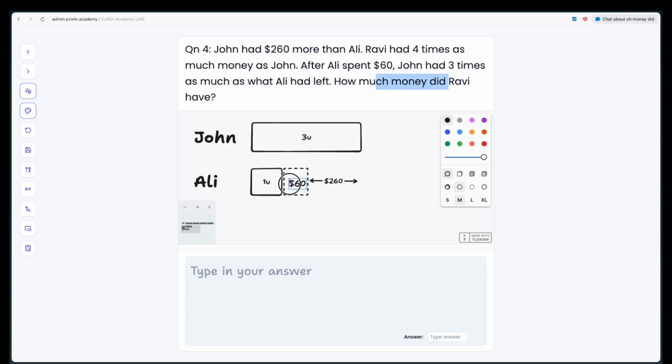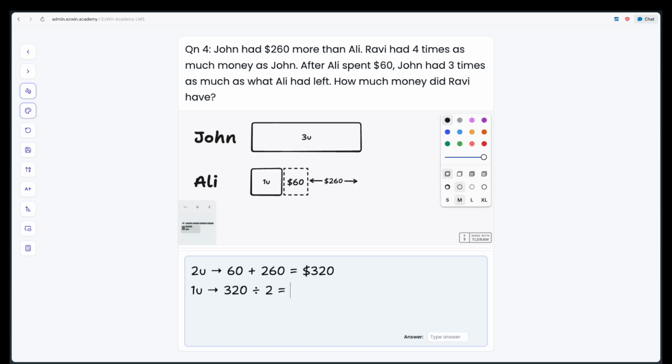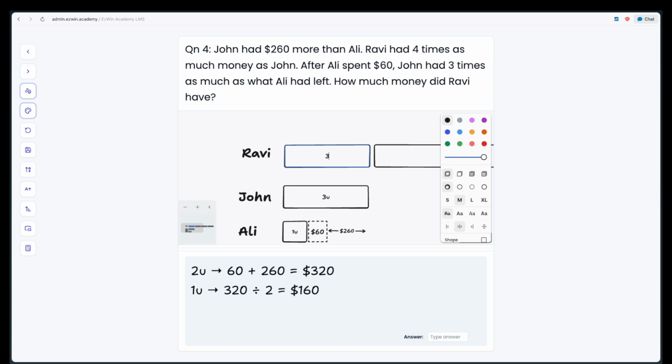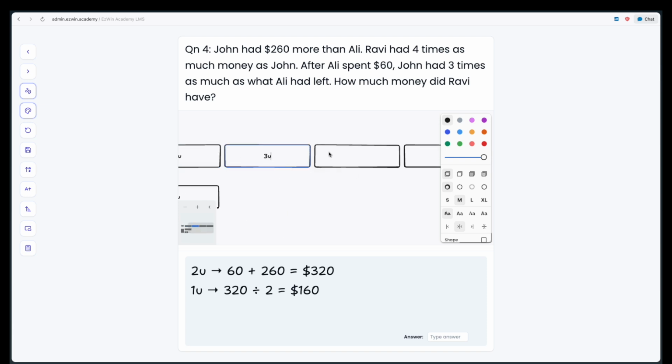So in this case, can you guess what we can do from this model? That means 2 units, right? 3 minus 1 unit is 2 units, equal to 60 plus 260, and this will give us $320. So then 1 unit is equal to 320 divided by 2, and this will give us $160. We want to know Ravi. You see Ravi over here, he has 3 units. We're going to do the same for everything here. 3 units, 3 units, and lastly, this is also 3 units.